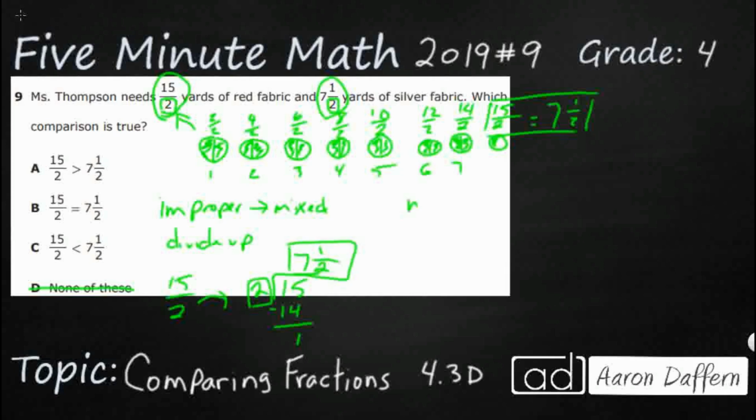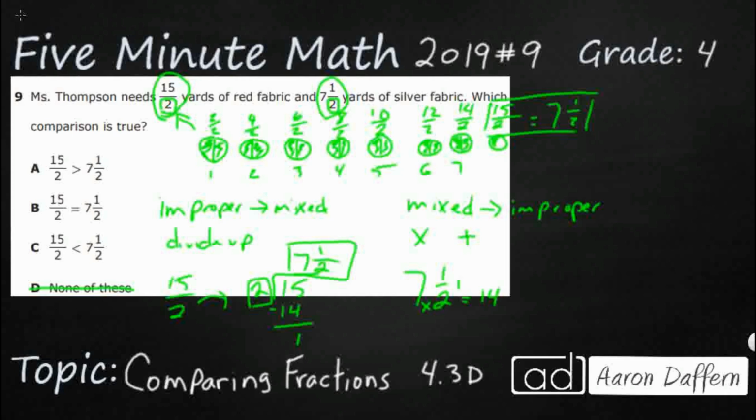How do we go from a mixed number to an improper fraction without drawing a picture? Well, we're going to multiply, and then we're going to add. So let's take our 7 and 1 half. 7 and 1 half means we've got 7 wholes, and we're going to use this denominator of 2. So we're going to multiply 7 times 2. So 7 times 2 equals 14.